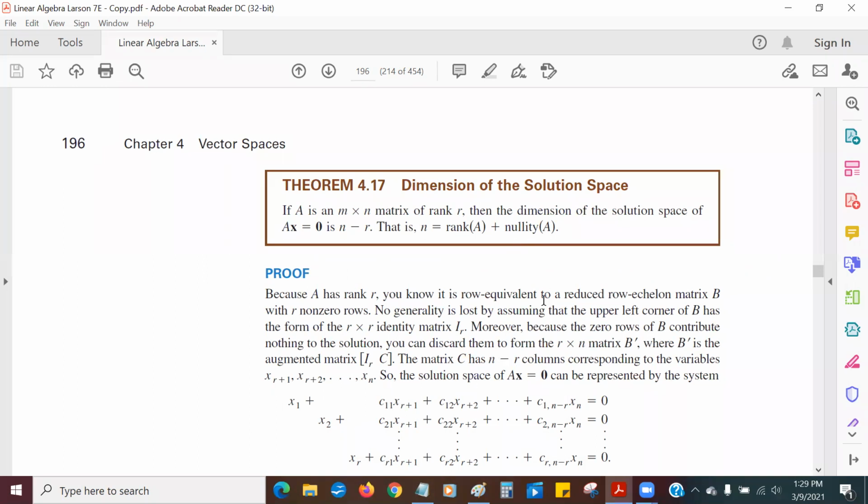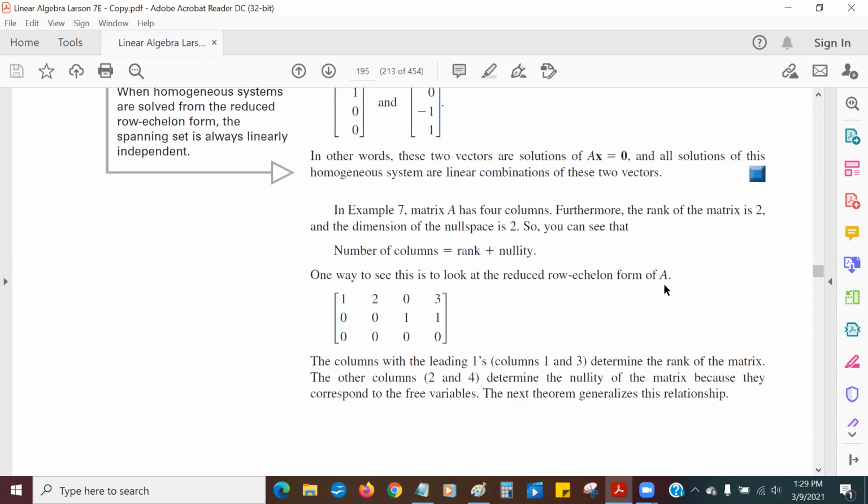Now, they have a whole big fancy proof here, but it really all boils down to the argument that we just made a minute ago, that every column either contains a leading one or it doesn't. The ones that do contain leading ones, that's the rank. The ones that don't contain leading ones, that's the nullity. That's why it all works out.